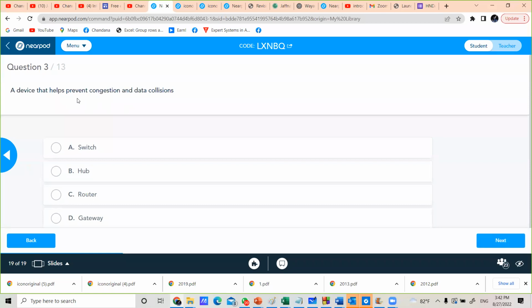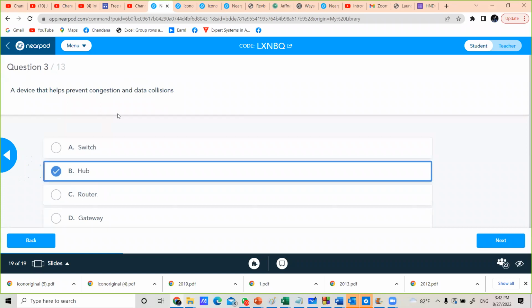A device that helps to prevent congestion and data collision. Right? This data collision happens when using what? Hub. Hub is the equipment. I think you can remember. The hub doesn't know the place where the data is going. The path is not known by the hub.